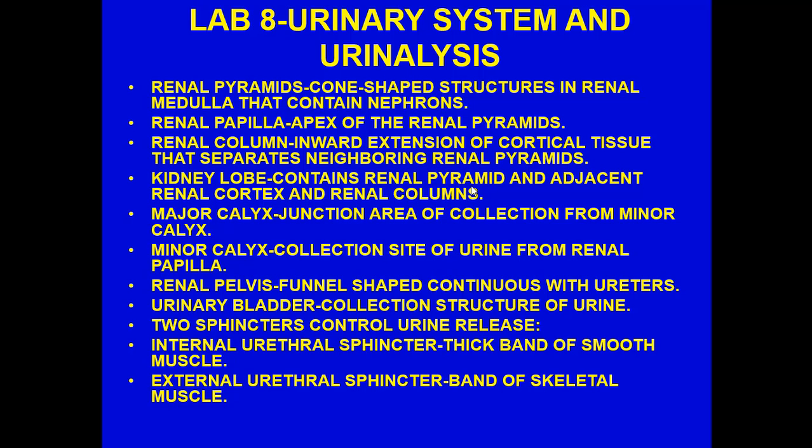Then we have to deal with the urinary bladder, which is the collection structure of urine. Now, there are two sphincters that control urine release. The internal urethral sphincter is a thick band of smooth muscle. Keep in mind, smooth muscle is under autonomic control. The external urethral sphincter is a band of skeletal muscle. You can remember that because it's the one that we have to learn as little kids. It's the voluntary control that we learn when we void our bladder.